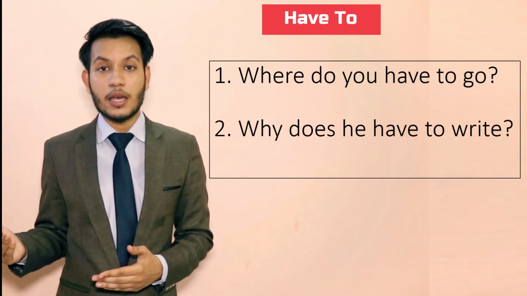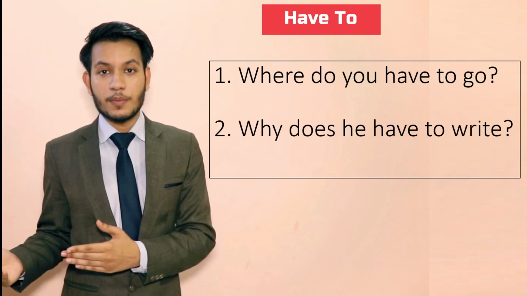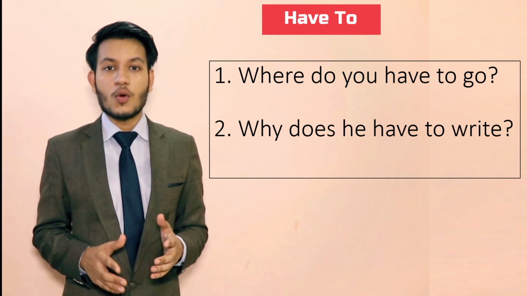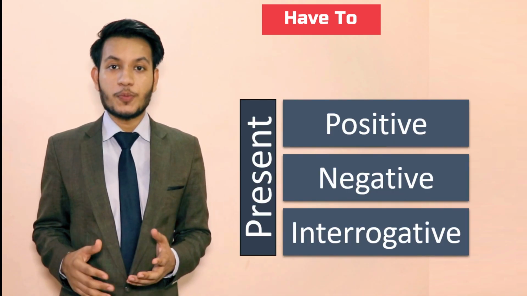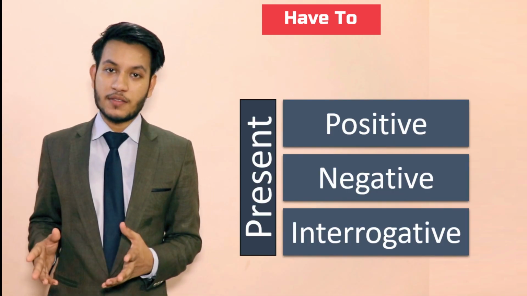आपको कहाँ जाना पड़ता है? Where do you have to go? और उसको क्यों लिखना पड़ता है? Why does he have to write? Simple. So we have talked about positive, negative and interrogative sentences.